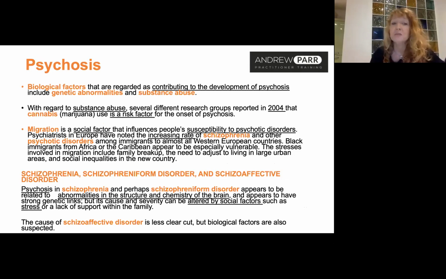So as I said, biological factors can be a factor. So we can have genetic abnormalities, but also sometimes it comes out of substance abuse. Sometimes there's an argument to say that if there is a propensity, if you like, to have psychosis in any way, substance abuse will make that more likely to happen. Whether that's alcohol, drugs or whatever. And I think back in 2004, it was reported that cannabis was actually a risk factor with people that might have been likely to get psychosis, and it could actually cause the onset.